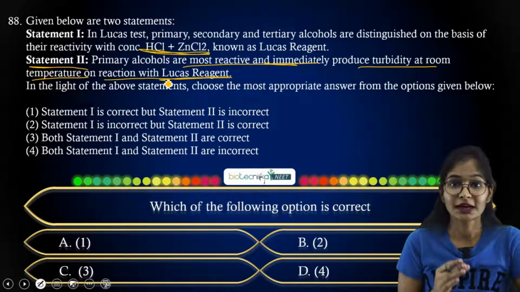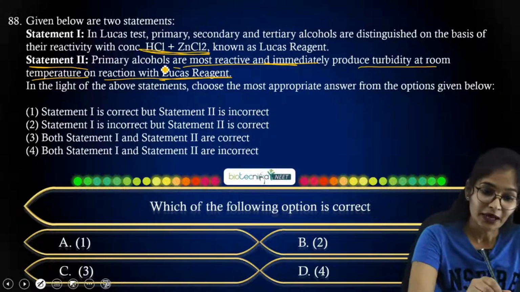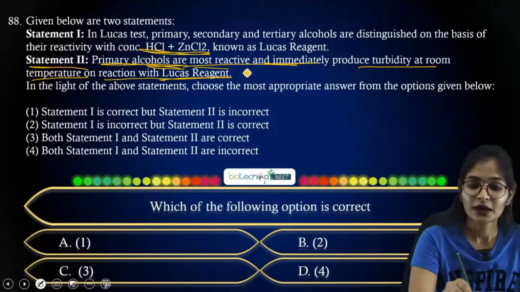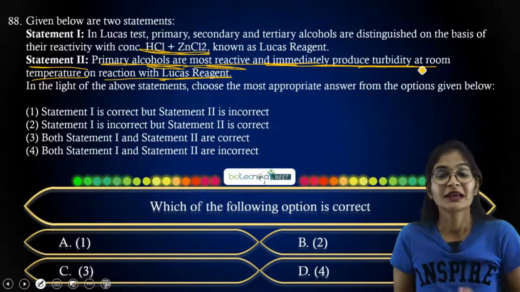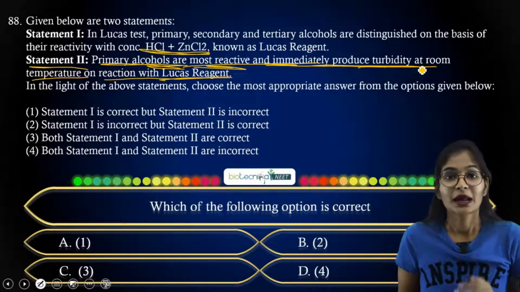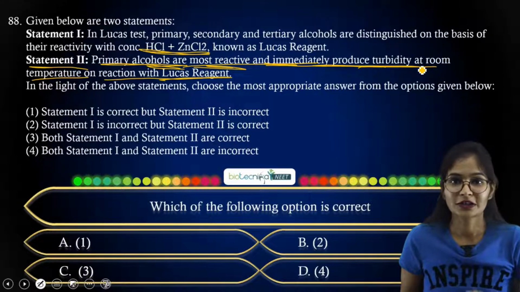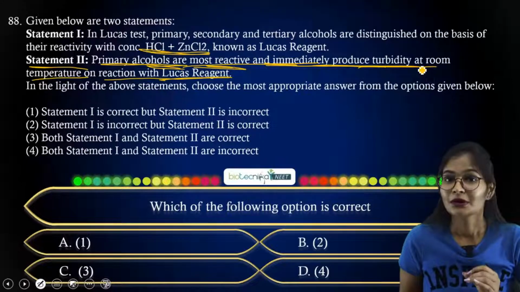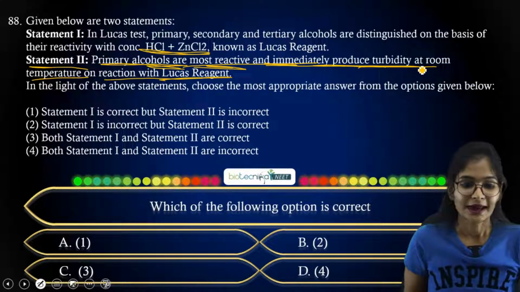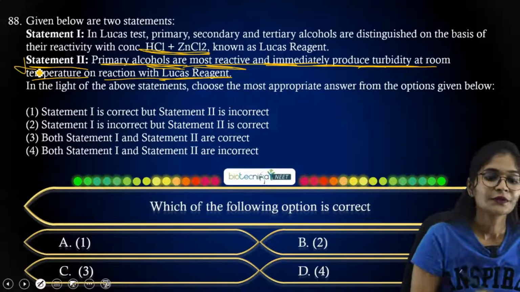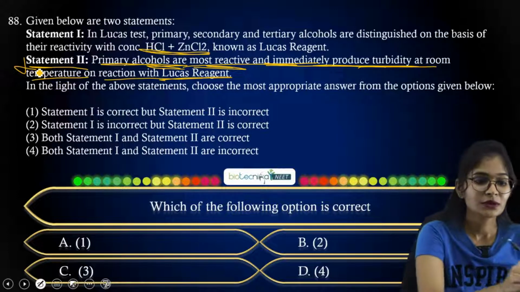But with respect to statement 2, what they have given is that primary alcohols are most reactive and immediately produce turbidity at room temperature. It is not possible at all. Primary alcohol will not produce turbidity at room temperature, but only tertiary alcohols can produce the turbidity immediately. That's why your statement 2 is wrong. When you consider statement 1, it is correct.